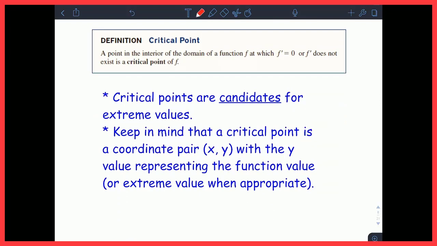Critical point. Super important definition here. A point in the interior of the domain at which f prime is either 0 or it simply does not exist is known as a critical point of f. Critical points are candidates for extreme values. They might be extreme values, they might not be extreme values. You must do a sign chart to test to see if the derivative actually changes sign. Keep in mind a critical point is a coordinate pair x comma y, where the y value represents the function value, and sometimes that represents the extreme value. The x value is the location of that critical point.